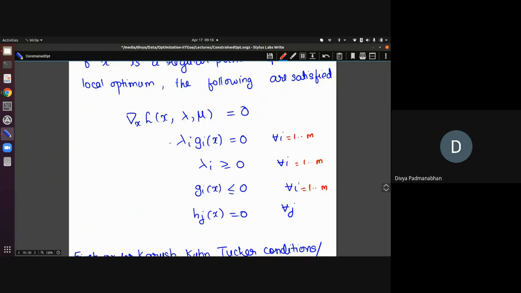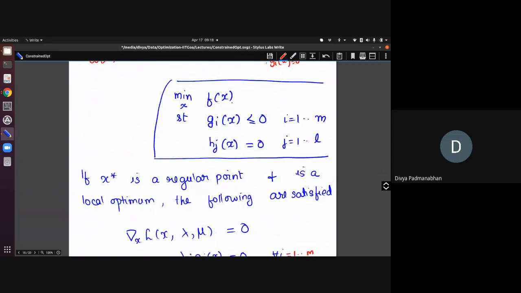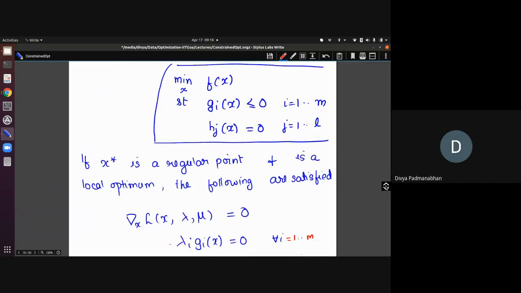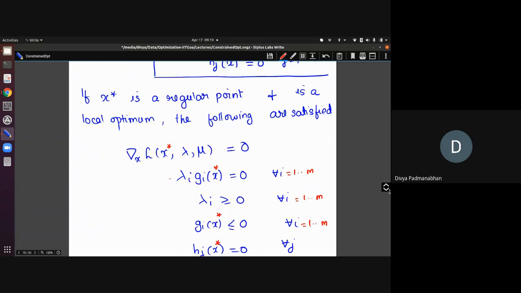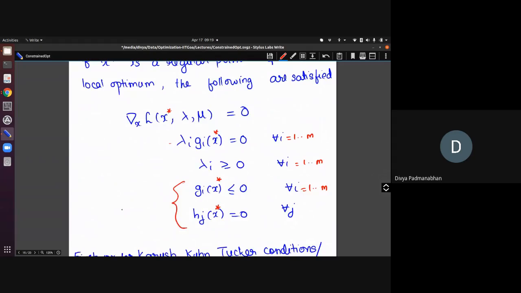Otherwise, for all constraints you will write lambda i g_i(x) equal to 0 and g_i(x) less than or equal to 0. So this is just telling you that the point x is feasible for the original problem. So this is the original problem, right? And this is the optimum point, x star. So this is all at x star. x star has to be a feasible point. That's why these two conditions are there. So this is for feasibility.